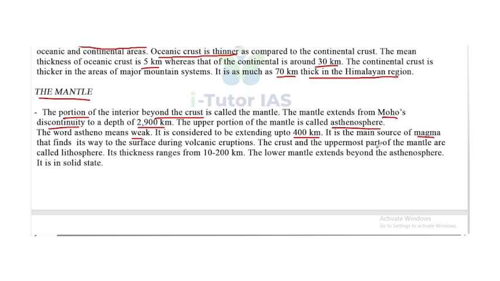The crust and uppermost part of the mantle are called lithosphere. Its thickness ranges from 10 to 200 km. The lower mantle extends beyond the asthenosphere and it is in the solid state.